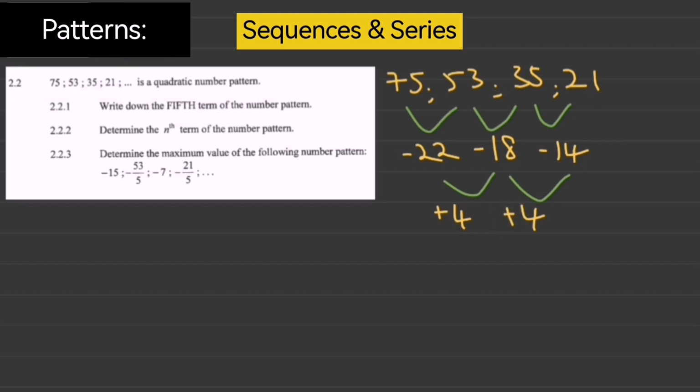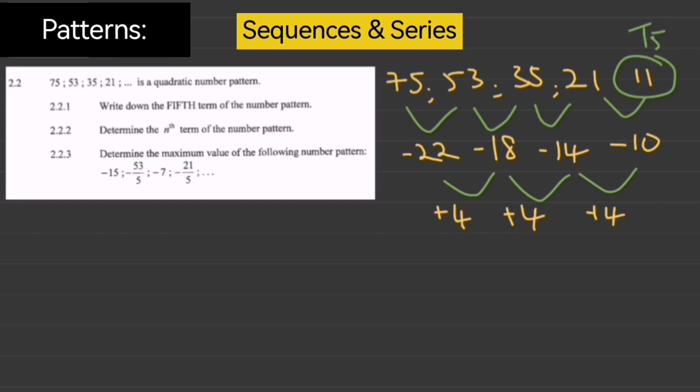Now the first question says, write down the fifth term of this number pattern. To calculate that fifth term, I'll just continue with the pattern. That means our next first difference will be -10, and our next term would be 11. So term 5 is 11.